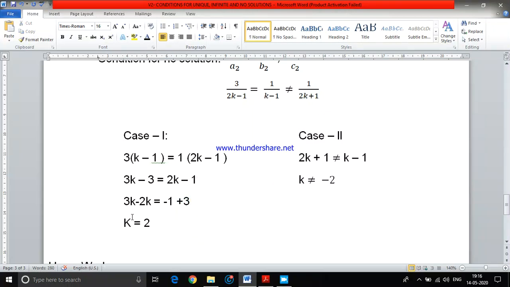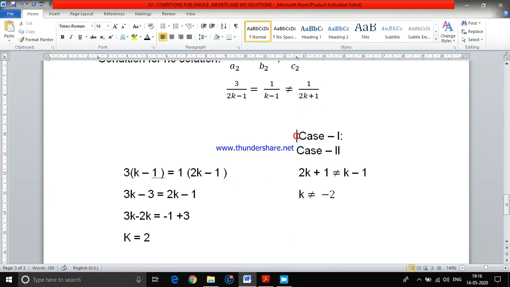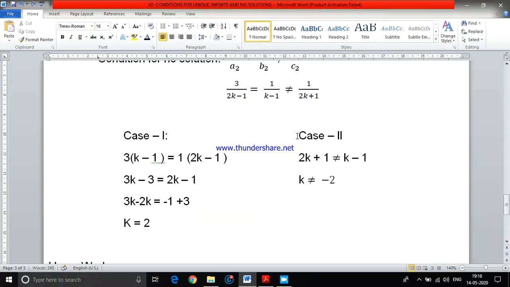So 3k minus 2k is k, and minus 1 plus 3, or 3 minus 1, is 2. So by solving this, I got the value of k as 2. Now go to case 2. Oh, sorry, case 2 I am solving with this one.